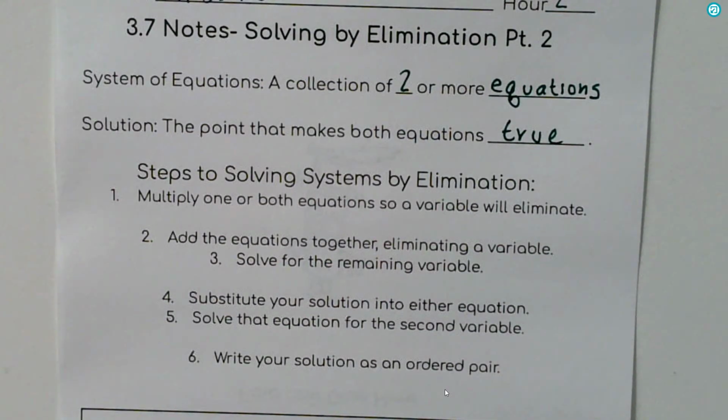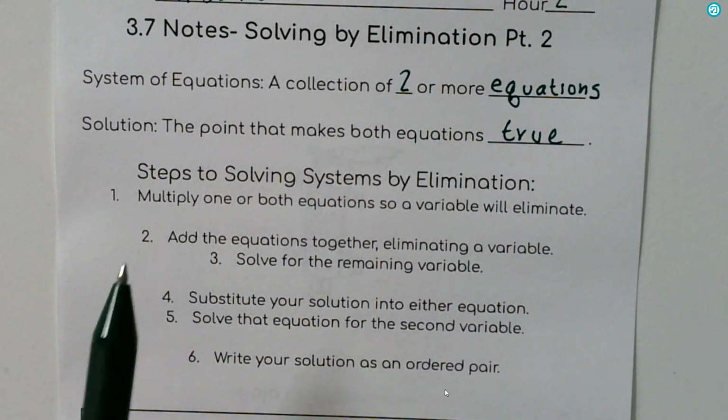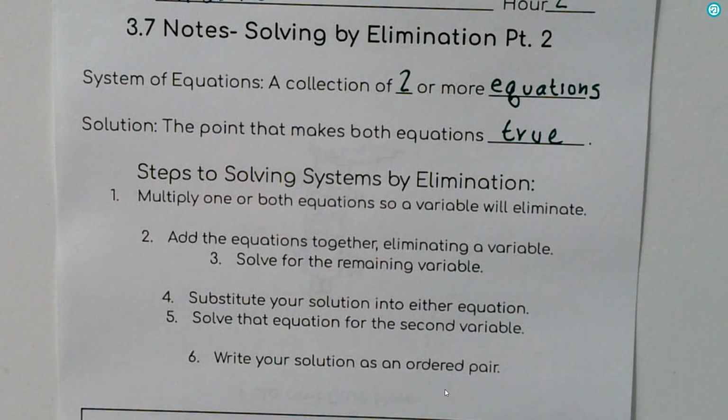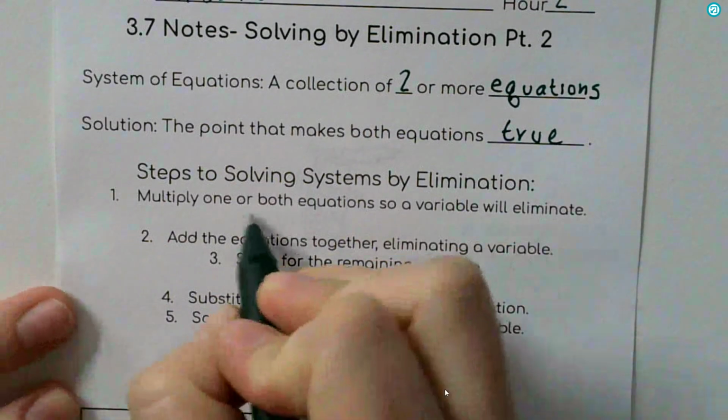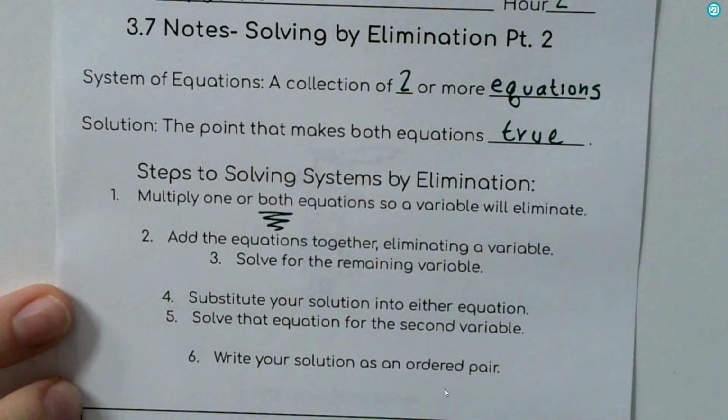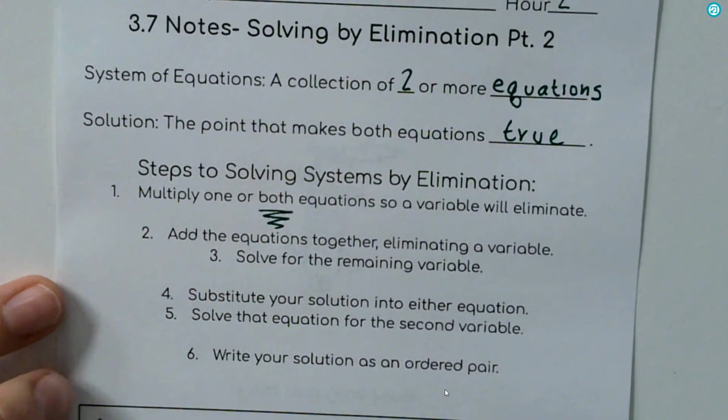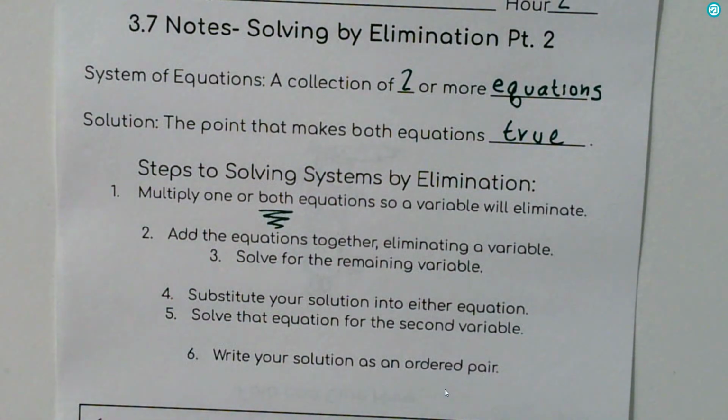Okay, today we are doing the exact same thing we did yesterday and Tuesday and Wednesday, whatever days. I don't know when you're watching this video. We are solving by elimination. The only thing that's different today is you might have to multiply both of your equations so that a variable will cancel out. So instead of just manipulating one equation, you might have to multiply both.